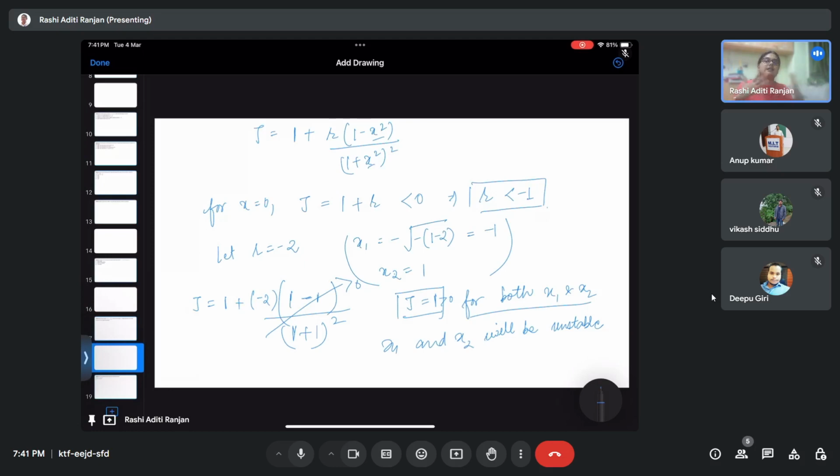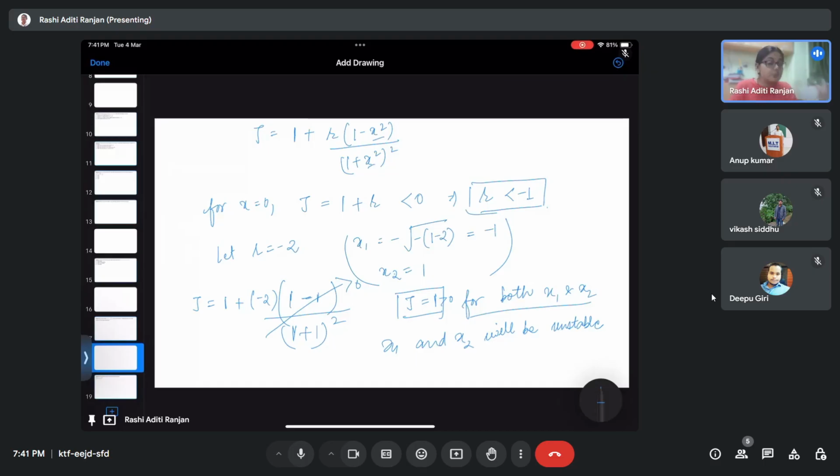Okay, it will not exist for all values of r. It will exist only for the values of r less than minus 1, right? And for all those values of r less than minus 1, it is going to be unstable. But my 0 is going to be stable, because I have already seen my 0 is stable for r less than minus 1. For r greater than minus 1, it will become unstable.